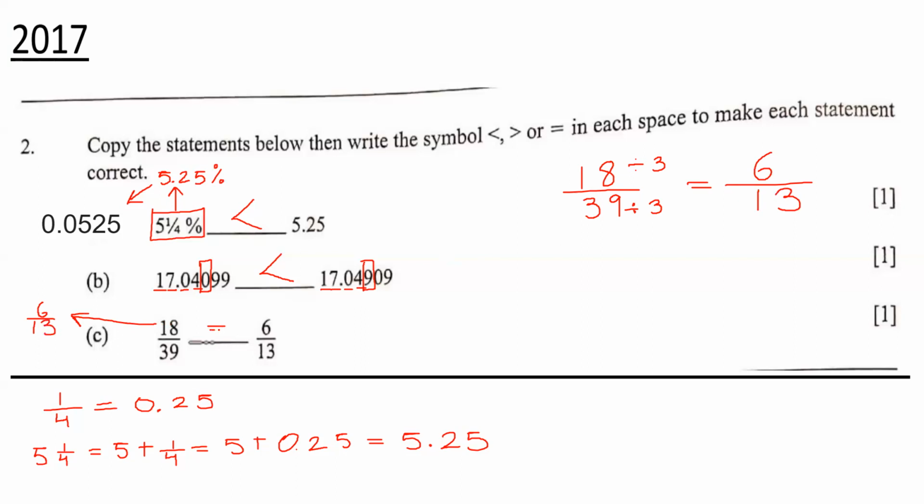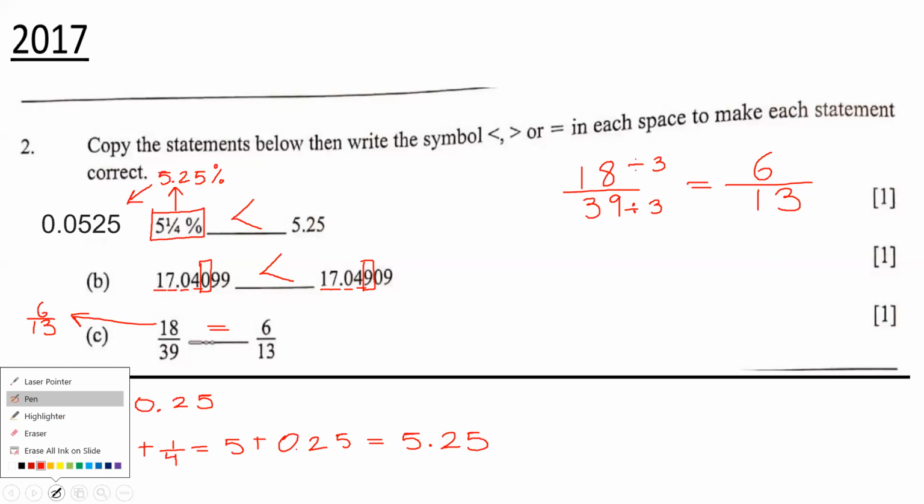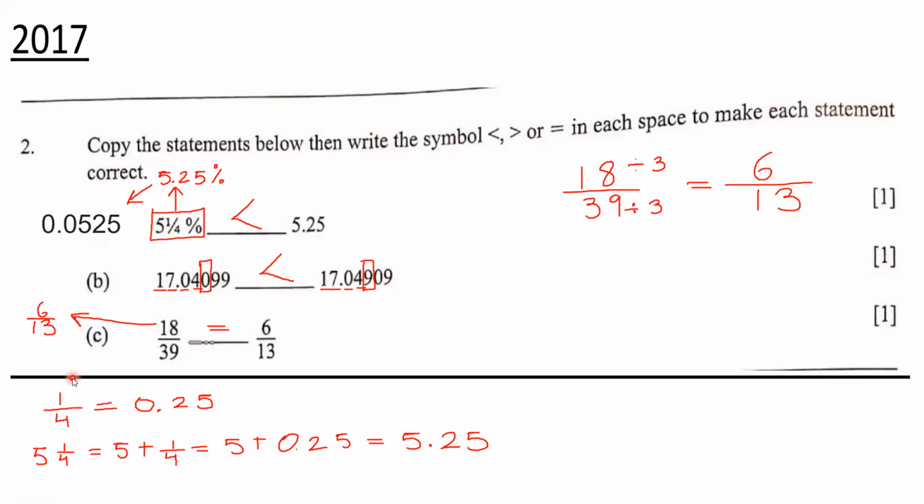They are equal. All right, so 5.25 is greater than 5.25%. 17.04909 is greater than 17.04099, and 18 over 39 and 6 over 13 are equal fractions. They are equal to the same numerical amount. All right, so this is greater than, and this is equal to at the bottom. Let's move on to the next question.